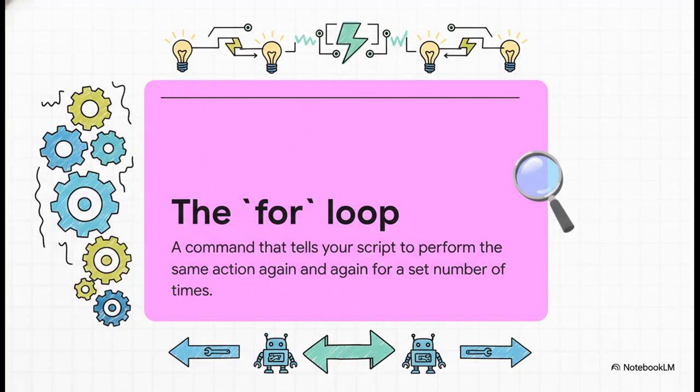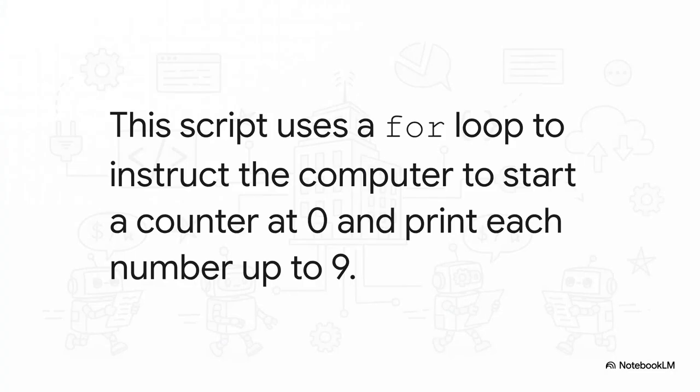And for that, we have something called the for loop. It's our main tool for any kind of repetition. It's basically you telling the computer, hey, see this list of things? Do this exact same action for every single one of them. It's perfect for any task that needs to happen more than once, whether it's 10 times or 10,000 times. Let's check out a super simple example to see how this works.